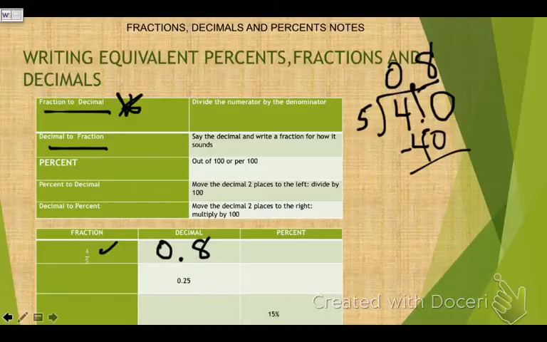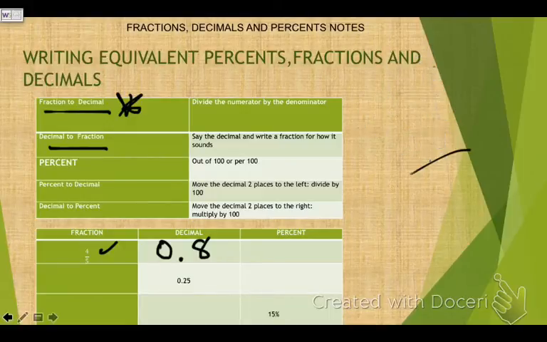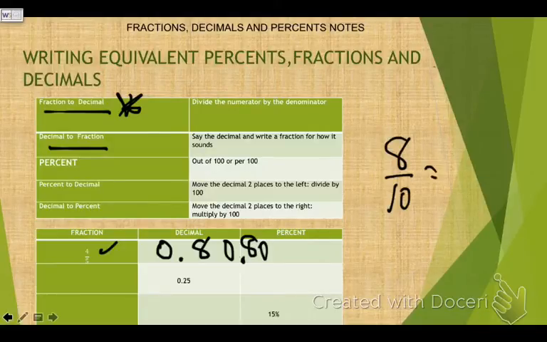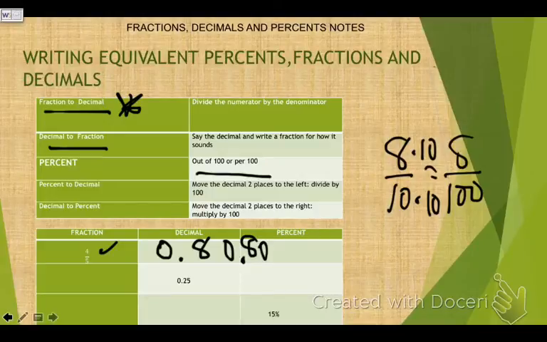You also could write it as a decimal in hundredths. Okay, you could write that as 80 hundredths as well, which would look like this, 0.8, if you wanted it that way. I mean, that's up to you. 8/10 is the same as 80 hundredths. Remember, out of 100, if you were going to change it to a percent, 10 times 10 is 100, 8 times 10 is 80, and we would have 80%.